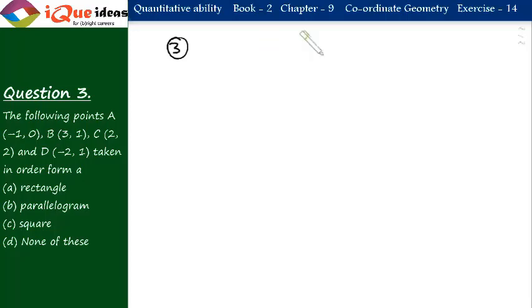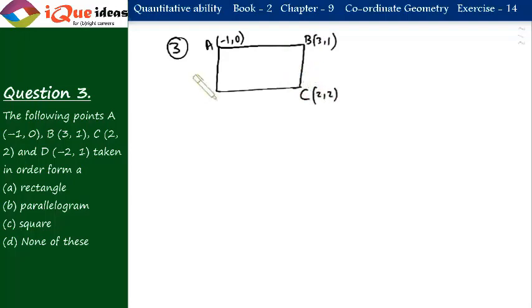Now let's take up the third question. The third question says the following points A, B, C, D taken in order form, and the options are rectangle, parallelogram and square. If there are 4 points like this, we don't know what the structure is. Let's say A is (-1, 0), B is (3, 1), C is (2, 2) and D is (-2, 1).